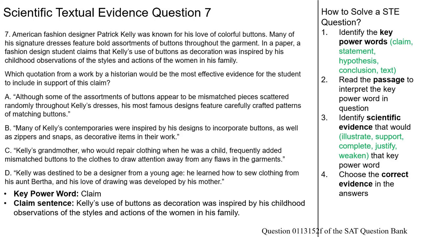Let's summarize this sentence into a summary phrase. Buttons equals styles and actions of women in his family. Now, before we move on, step number 3 is to identify scientific evidence that would illustrate, support, complete, justify, or weaken that key power word. In this question, of course, we want to support this claim. Lastly, we choose the correct answer.